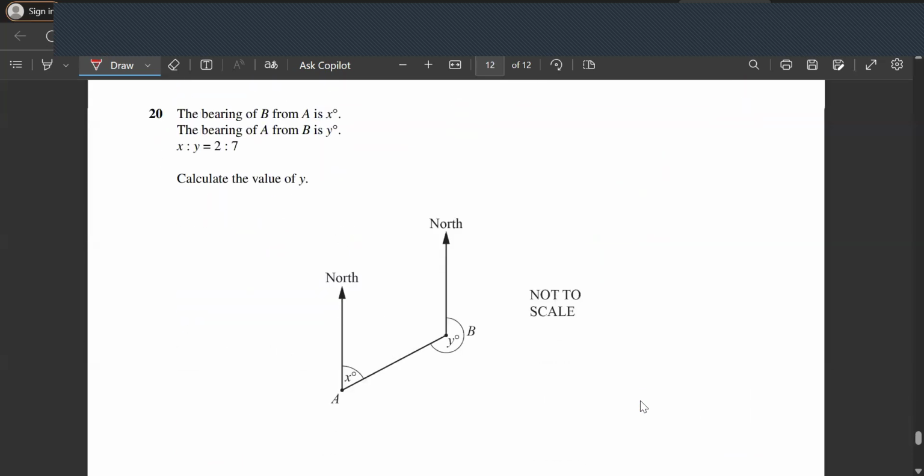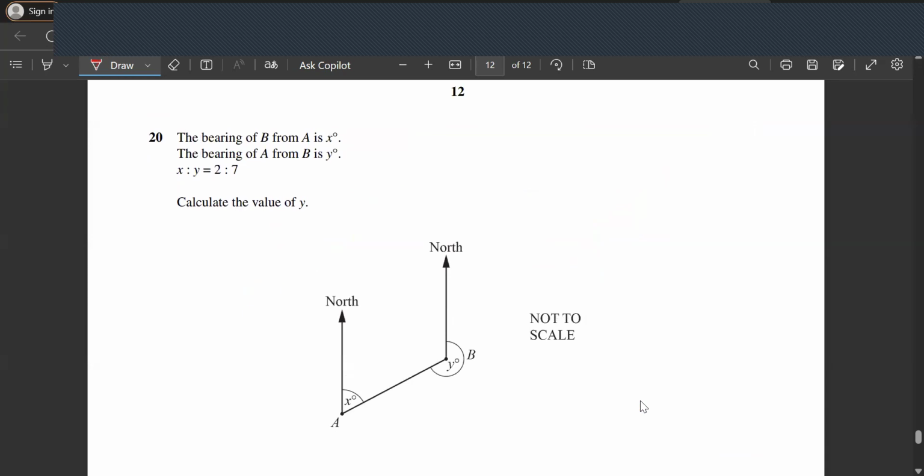Question number 20. The bearing of B from A is X, and the bearing of A from B is Y. Okay? And the ratio between X and Y is 2 to 7. Calculate the value of Y. What do you think I should do? Find y in terms of x. Then?